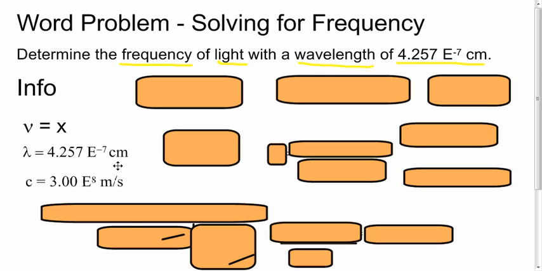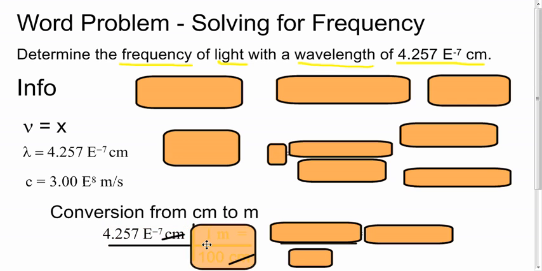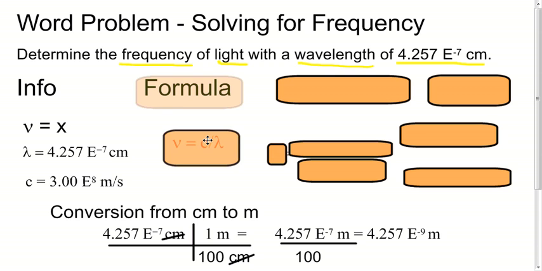Now, since this is in centimeters, I'm going to have to convert it to meters. So I set it up like that, such that my centimeters will cancel, and I know that there's 100 centimeters in a meter. Then I multiply across, and I get this. That's my new value for wavelength that I'm going to use when I substitute in. The formula is nu is equal to speed divided by wavelength.